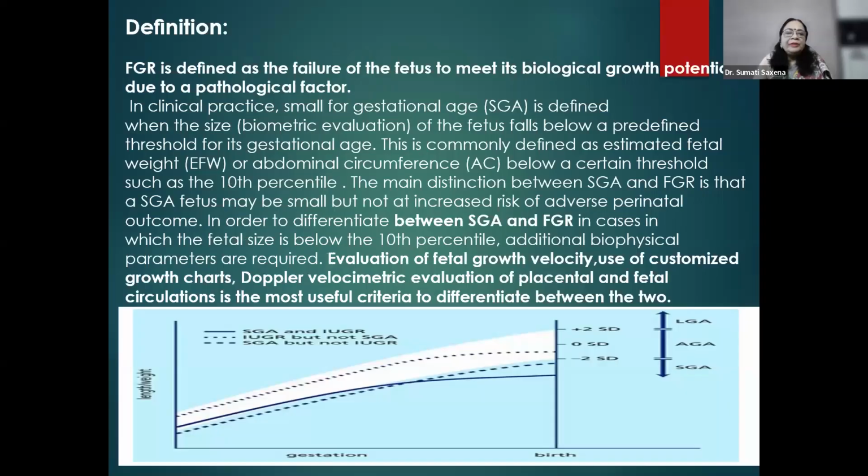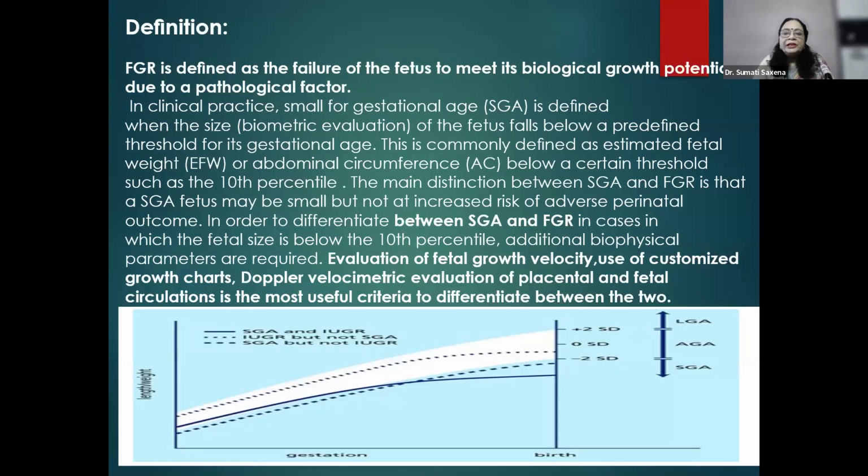So, what is the definition? Definition of fetal growth restriction is the failure of the fetus to meet its biological growth potential due to a pathological factor. But we cannot define FGR by this definition. For clinical interpretation, it is said that if an estimated fetal weight or abdominal circumference is below a certain threshold such as the 10th percentile, then it is a small fetus. It can be a fetal growth restricted fetus or it can be a small for gestational age fetus.